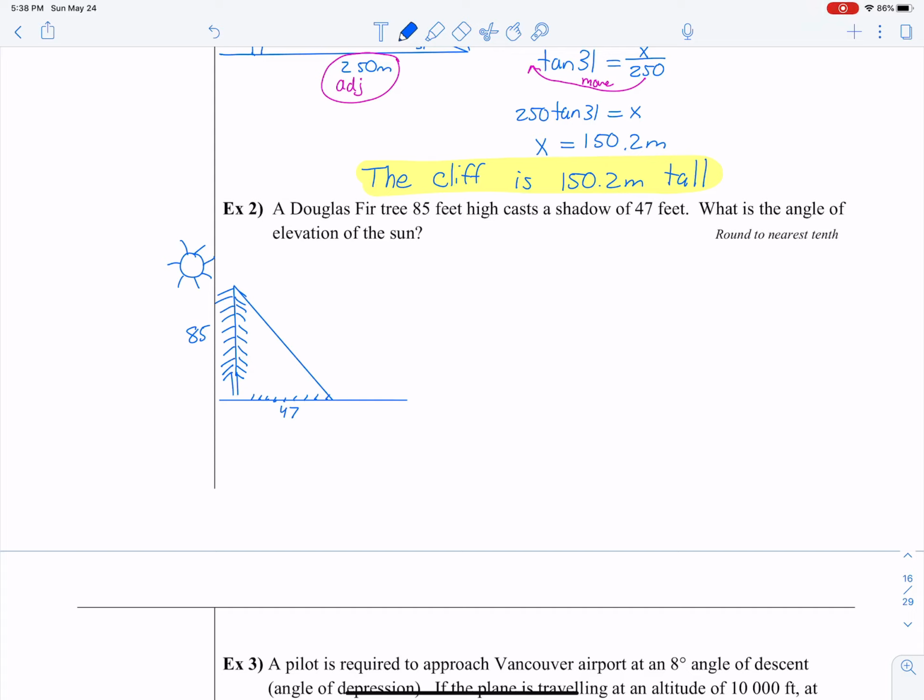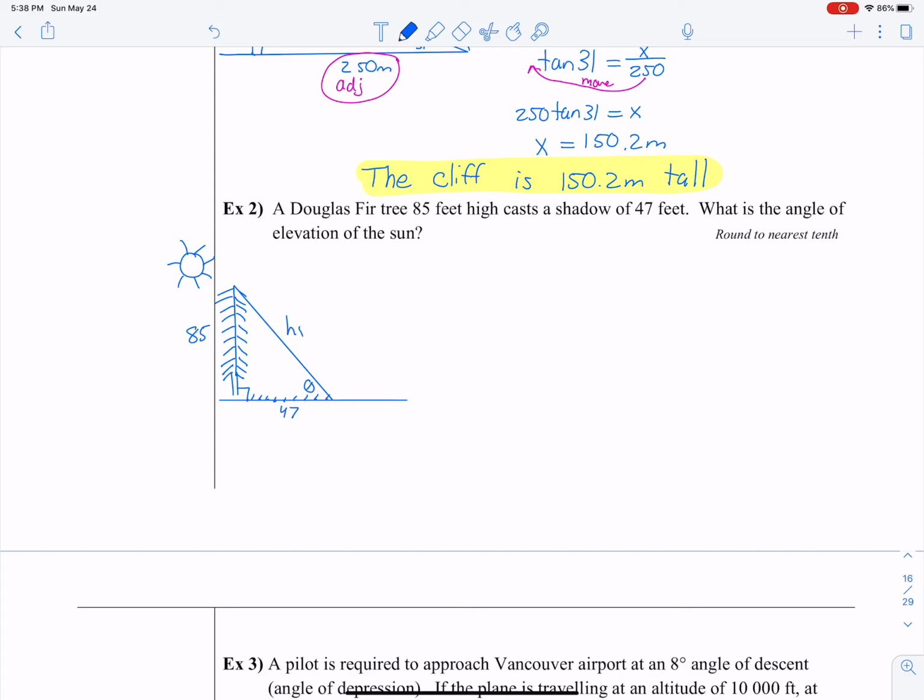Okay, so whenever we talk about angle of elevation, we always talk about the ground up. So this bottom angle. Don't be fooled into using this one. Don't do that one. This one, bottom up. That's what we want. So this is the angle that we're looking for. Okay, so this is our right angle here.